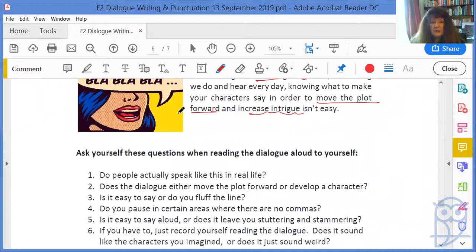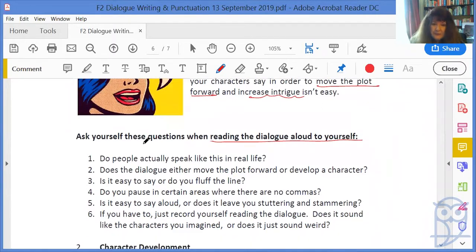These are the questions you should ask yourself when you read the dialogue aloud to yourself. Do people speak like this in real life? Does the dialogue move the plot forward, or does it develop the character? Can we see if he's the hero, the anti-hero? Is he gloomy? Is he sad?